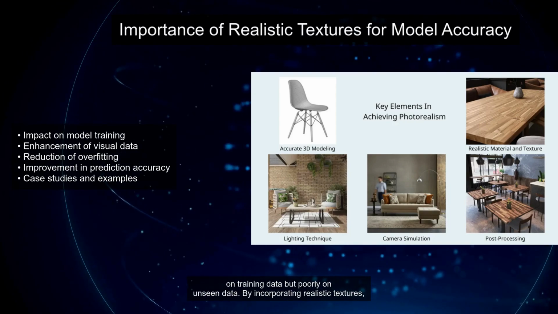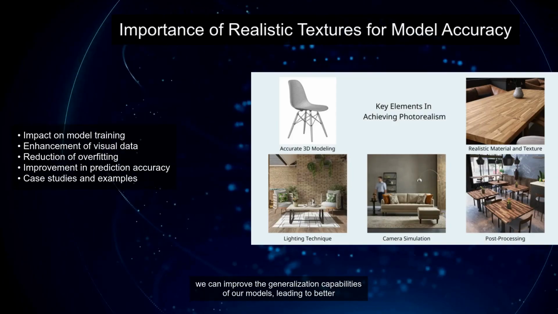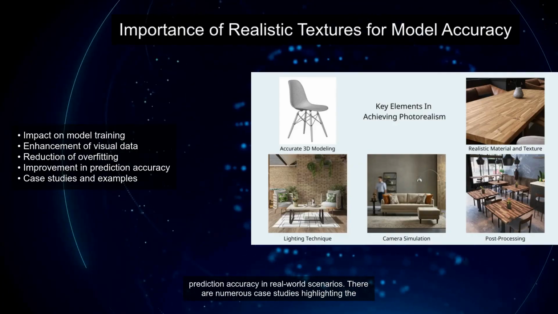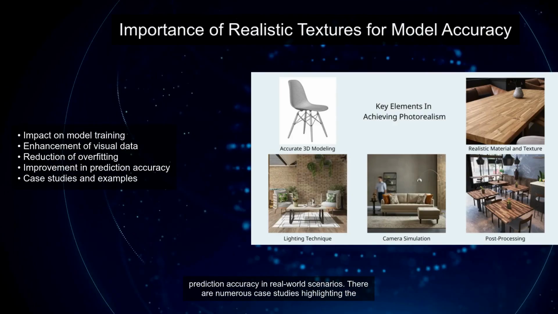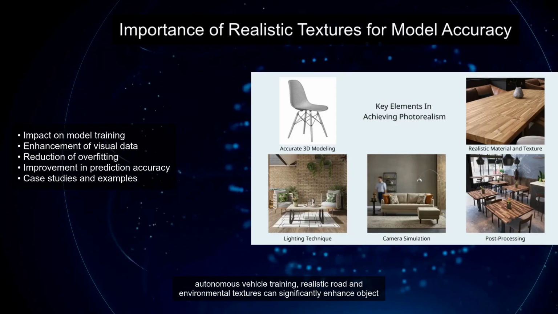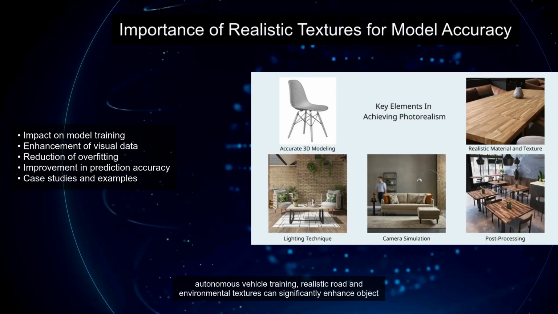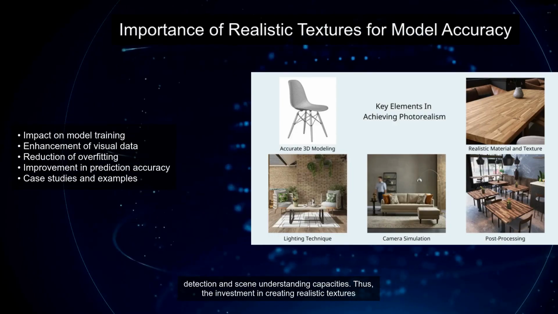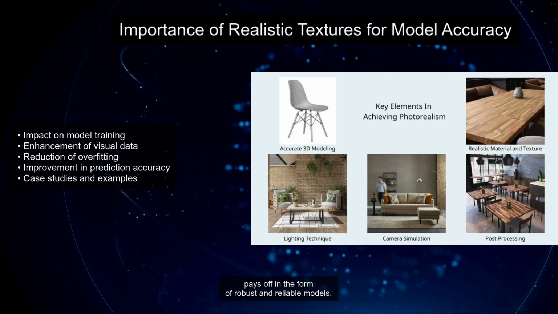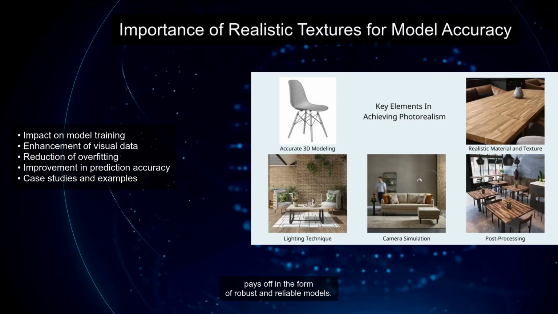By incorporating realistic textures, we can improve the generalization capabilities of our models, leading to better prediction accuracy in real-world scenarios. There are numerous case studies highlighting the benefits of using well-textured synthetic data in model training. For instance, in autonomous vehicle training, realistic road and environmental textures can significantly enhance object detection and scene understanding capacities. Thus, the investment in creating realistic textures pays off in the form of robust and reliable models.